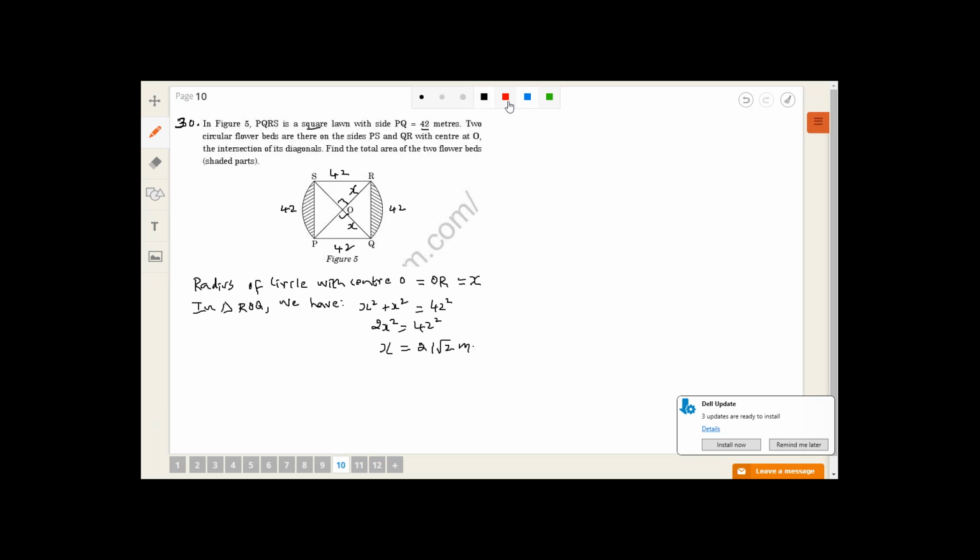Now the area of one flower bed is equal to the area of the segment with center angle 90 degrees, that is this one, minus the area of the triangle ROQ.